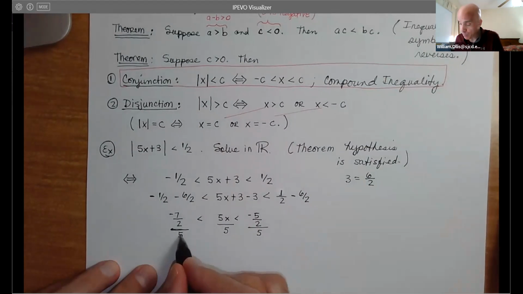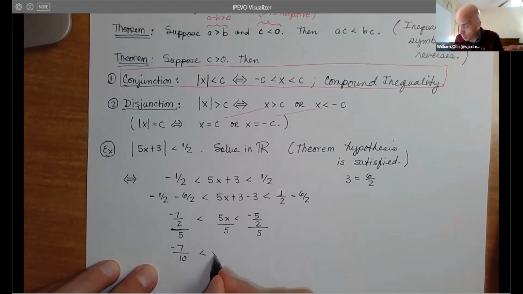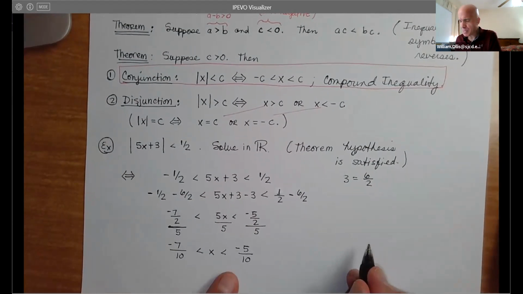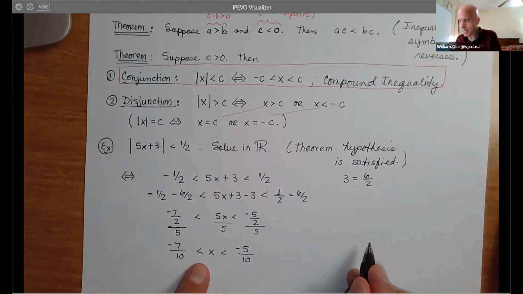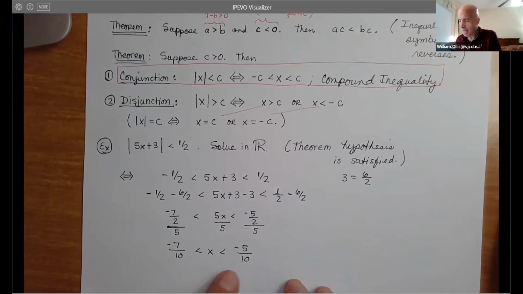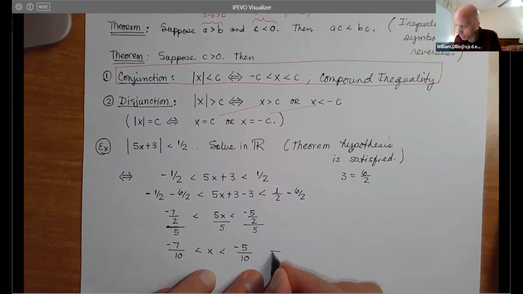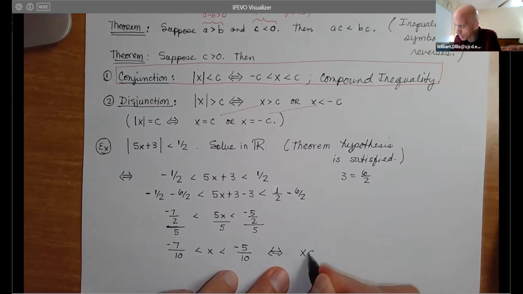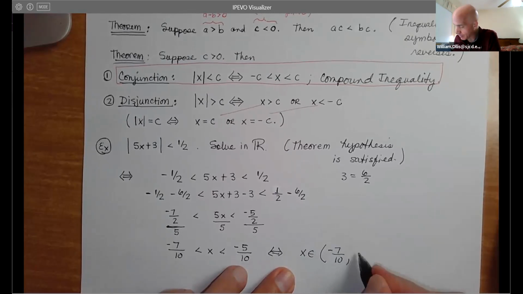So now this is reciprocate and multiply. So this will give us -7/10 less than x, and then -5/10. Now, of course, lots of times you'll say, let's go ahead and reduce. Well, no, this is actually good, because now we see that x is between -7/10 and -5/10. WebAssign is not going to care if you write it this way. If they do, just change it, but I don't think they will. So we can say x between, and this gives us a better idea of how the numbers are related.